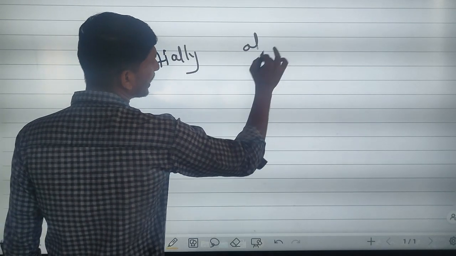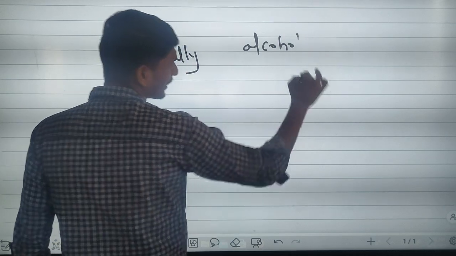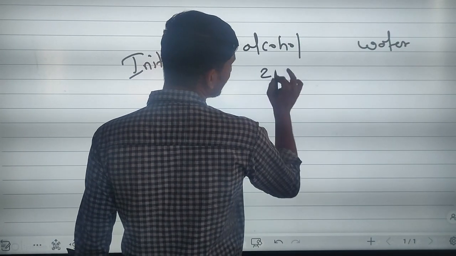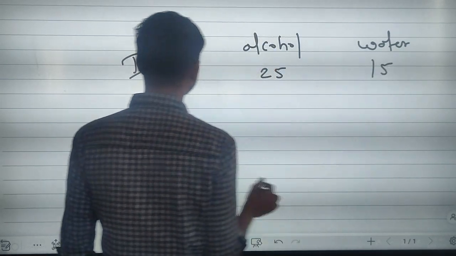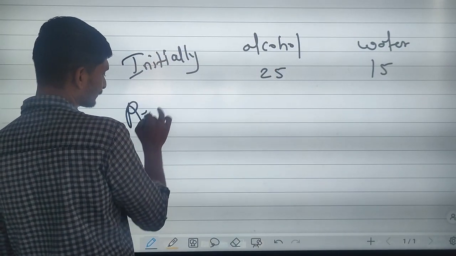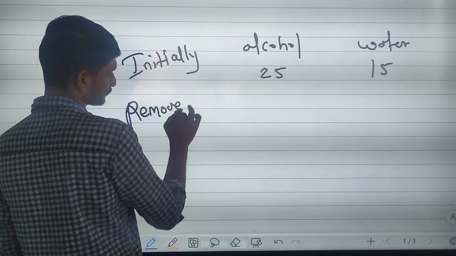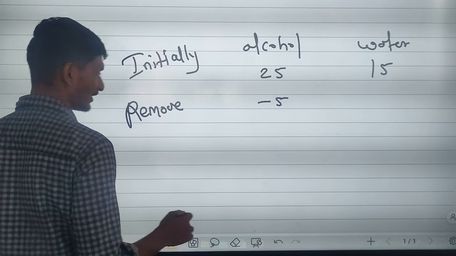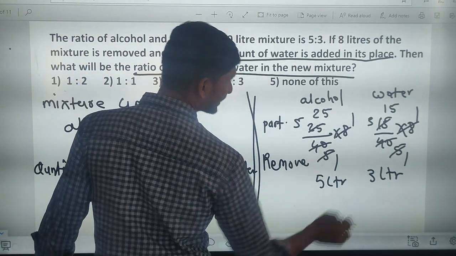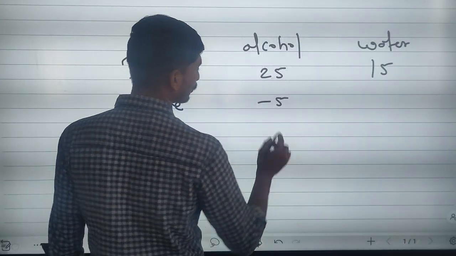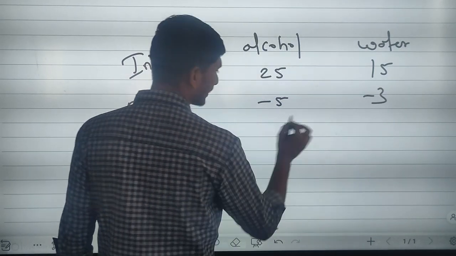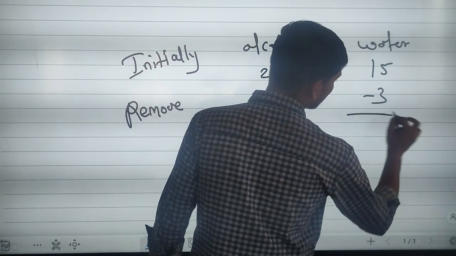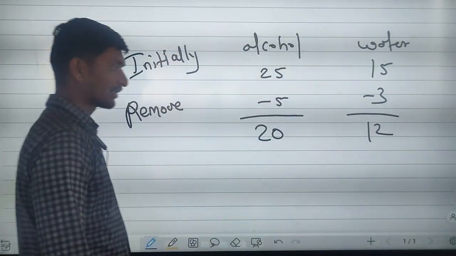Initially alcohol and water is 25 and 15 liter. Then remove part: here remove 5 liter alcohol and 3 liter water. Then here 20 liter alcohol and 12 liter water remain.